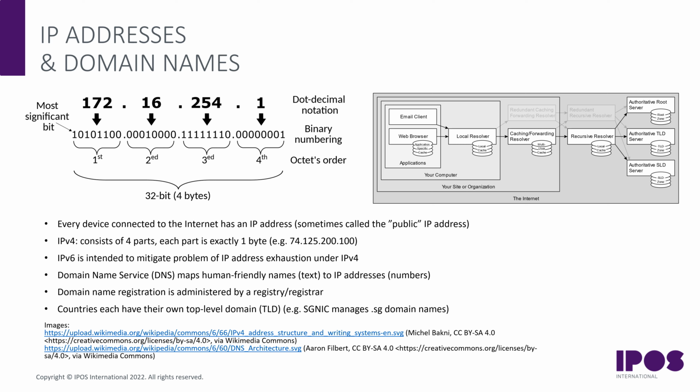However, because IP addresses are numbers, they're not easy to remember. To allow easier access to web servers, the domain name system, DNS, operates to map human-friendly names like, for example, iposinternational.com or smu.edu.sg to their respective IP addresses. Domain name registration is usually administered by a registry or a registrar, and some of these registries operate to manage country-level top-level domains. So in Singapore, SGNIC manages the .sg domain names.